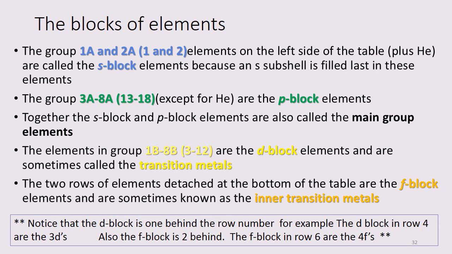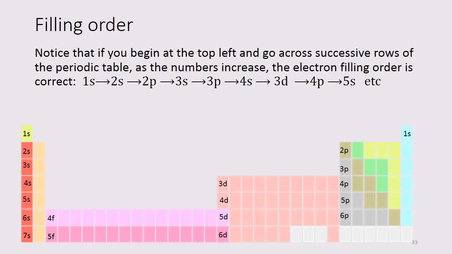And like I said, notice that the D block is one number below the row number. So the D block in row 4 is actually the 3 Ds, and then the F block is 2 behind. So we'll see on the next slide how it's laid out. So here it shows us the F's put in place.